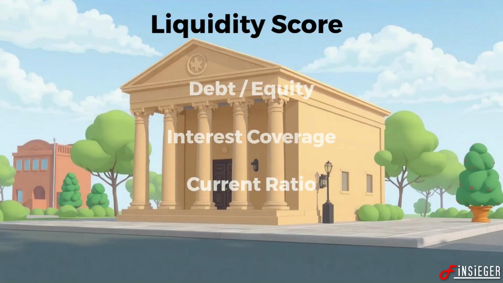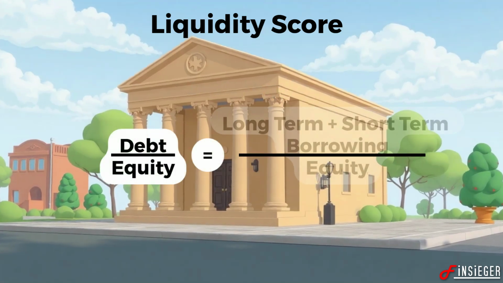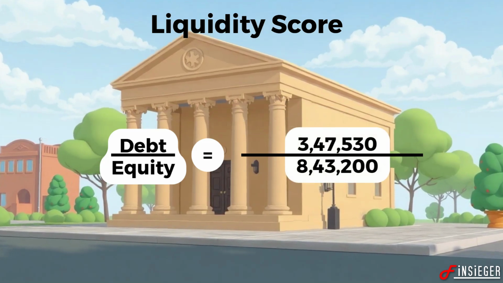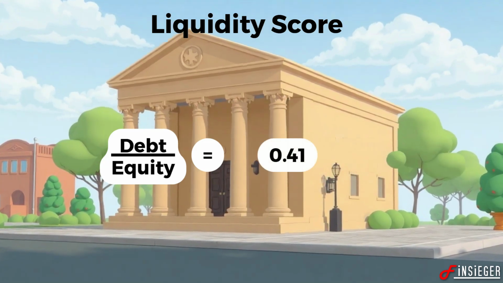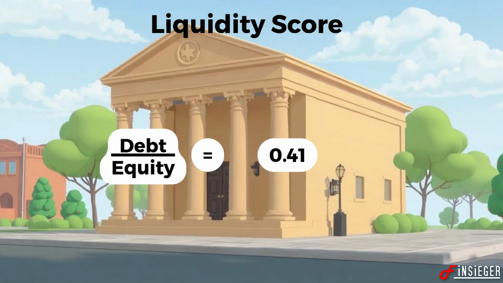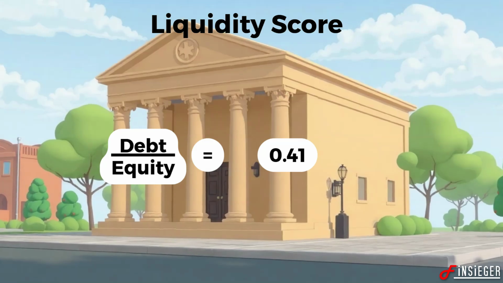In case of liquidity, let's look at these three parameters. Debt to equity is long-term plus short-term borrowing divided by equity, which in this case comes to 0.41, which is good as it's less than 1. Debt to equity is good when it is low, which is quite good in this case.